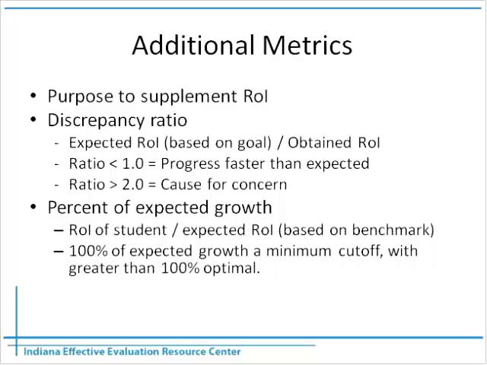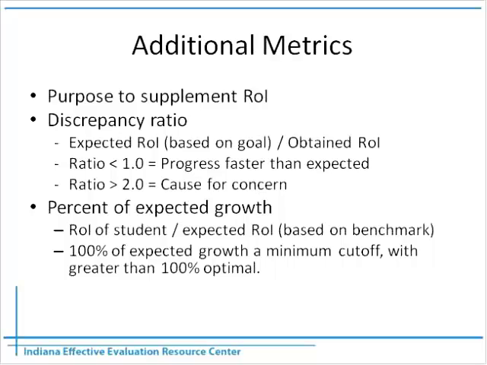So to calculate a discrepancy ratio, we'll also have examples of these in just a minute. You'll have an expected rate of improvement, which is based on your goal line, your ambitious goal, and then you divide it by the obtained rate of improvement. If your ratio is less than 1, the student is making progress faster than expected. And if the ratio is more than 2, then you would want to take another look at how the student is doing in terms of their progress. A ratio higher than 2 could be cause for concern.